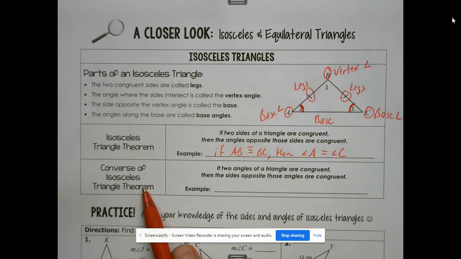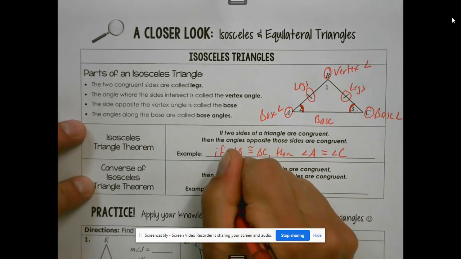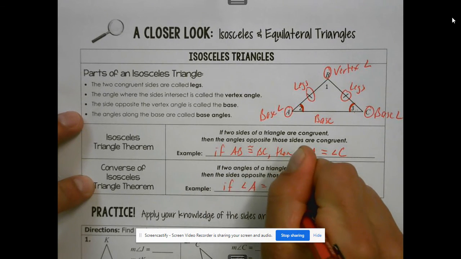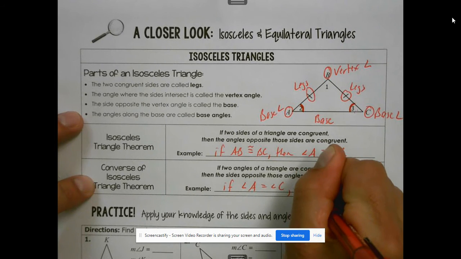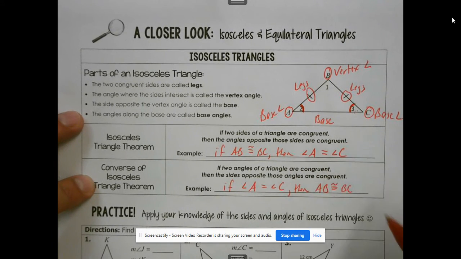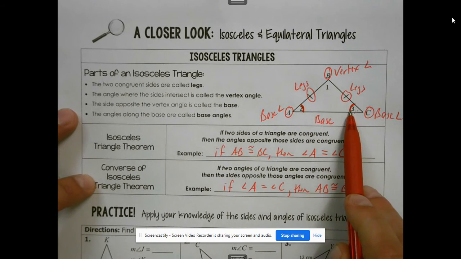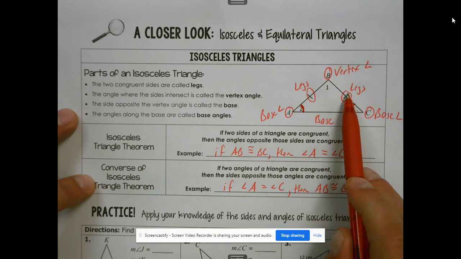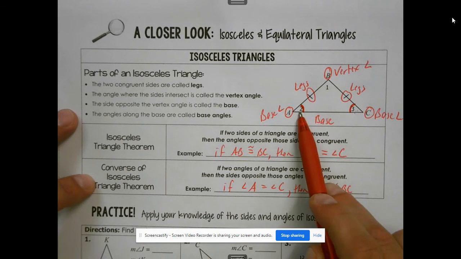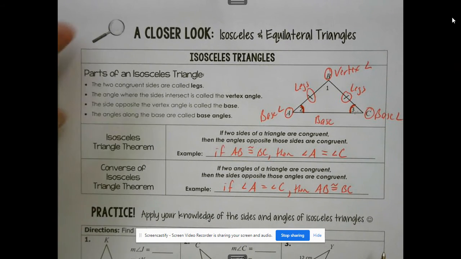And then the converse just flips it. So I can say if angle A is equal to angle C, then AB is congruent to BC. Just know that if you have congruent base angles, you're going to have congruent legs, and vice versa. If you have congruent legs, then you're going to have congruent base angles. So let's look at some examples.